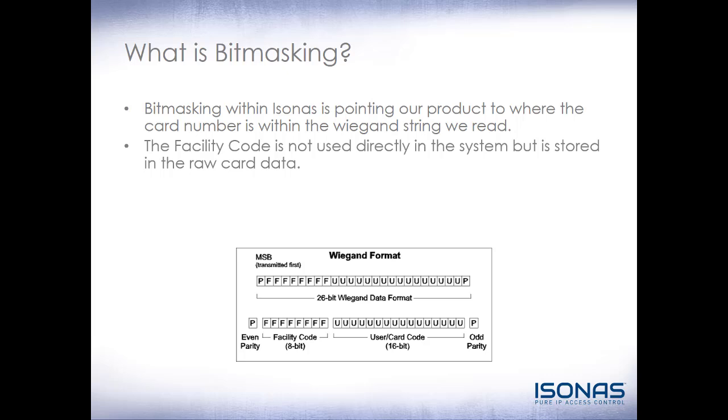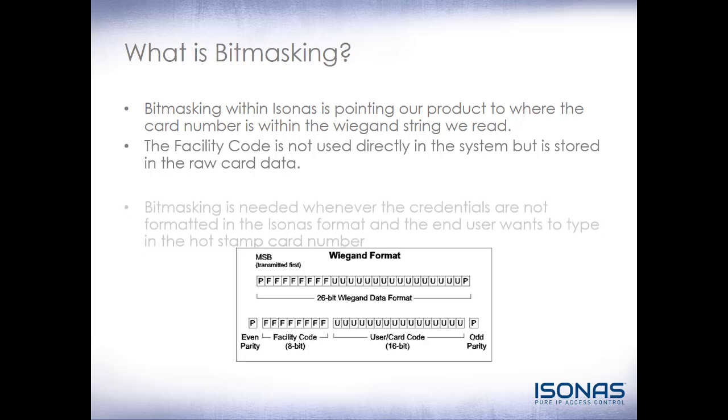The facility code is not used directly in the system, but is stored in the raw card data. For those accustomed to other access control platforms, Isonas does not directly use the facility code. There is no configuration in our software where you will enter a facility code. This does not mean that two people with the same card number but different facility codes will gain access.